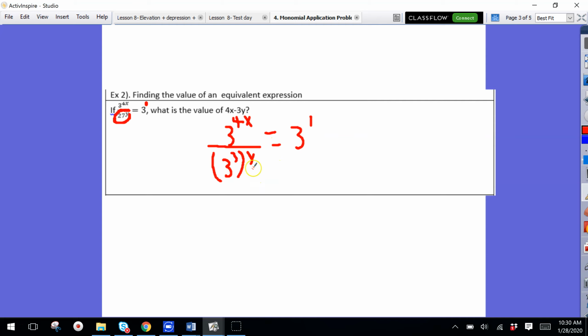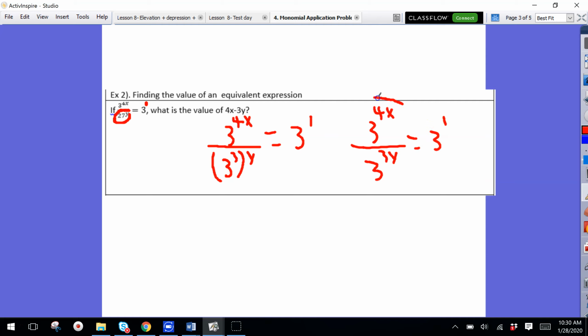Now, if you remember your power to a power rule, right? Basically, what's going to happen here is that this power gets to distribute, and then you're just basically multiplying 3 times y. So I can go ahead and simplify this further to 3 to the 3y power, and equals 3 to the first.